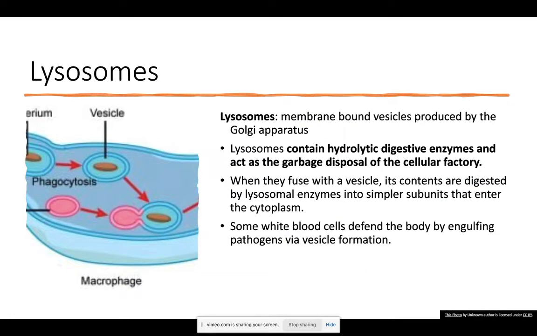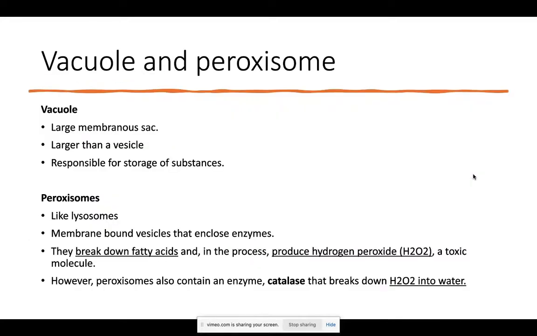You see the lysosomes here. We begin discussing them. Just want you to realize that they contain digestive enzymes that act as a garbage disposal of the cellular factory. A vacuole is just a large membranous sac. Peroxisome, when you think of peroxisome, it ends in zome, sounds like lysosome. Therefore, it contains digestive enzymes. These just break down fatty acids. Also produces hydrogen peroxide.